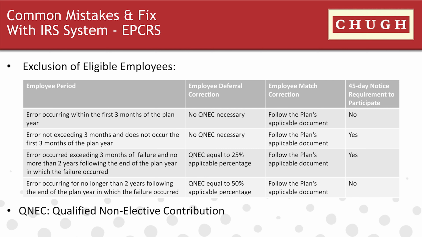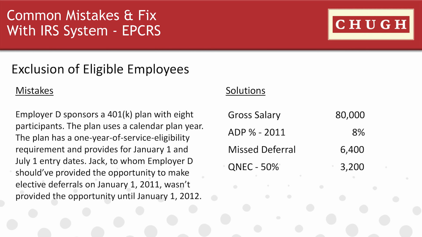How to fix? I'm going to discuss it with an example. So, the mistake: Employer D sponsored a 401k plan with 8 participants. The plan uses the calendar plan year. The plan has a 1 year of service eligibility requirement and provides for January 1st and July 1 as entry dates. Jack, an employee to whom Employer D should have provided the opportunity to make elective deferral on Jan 1st, 2011, wasn't provided the opportunity until Jan 1st, 2012.